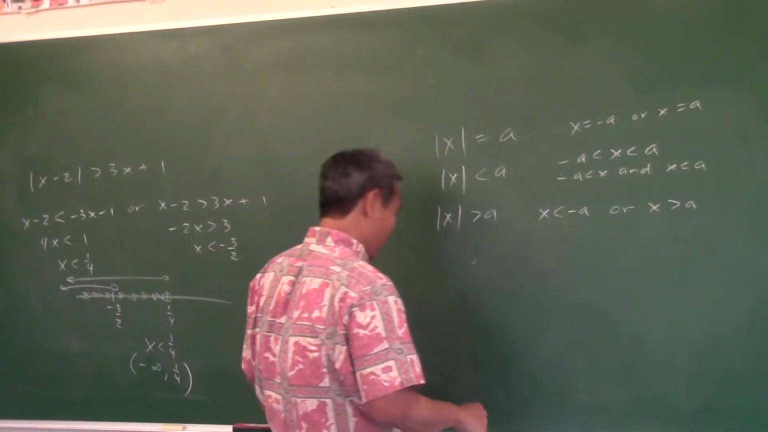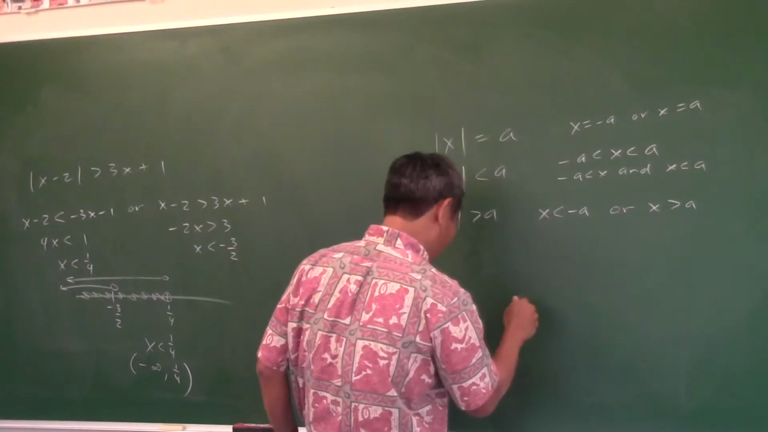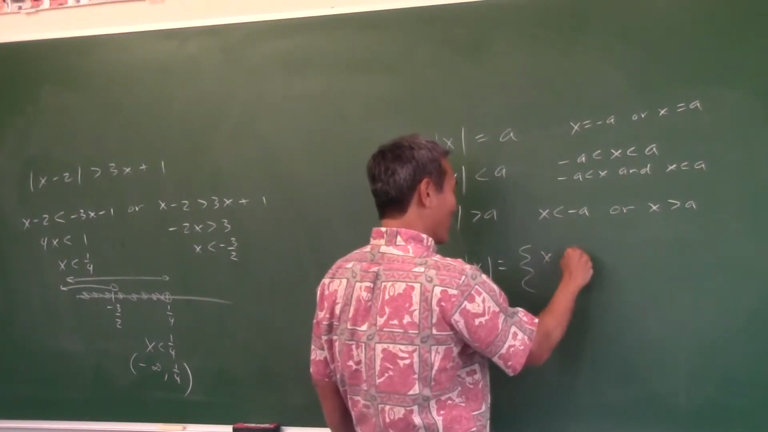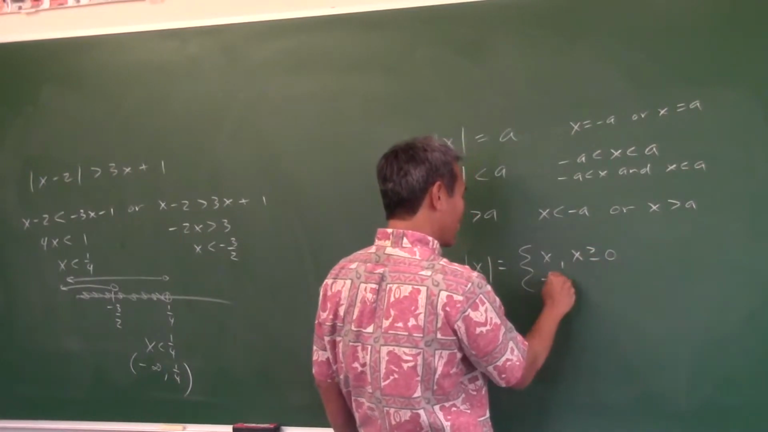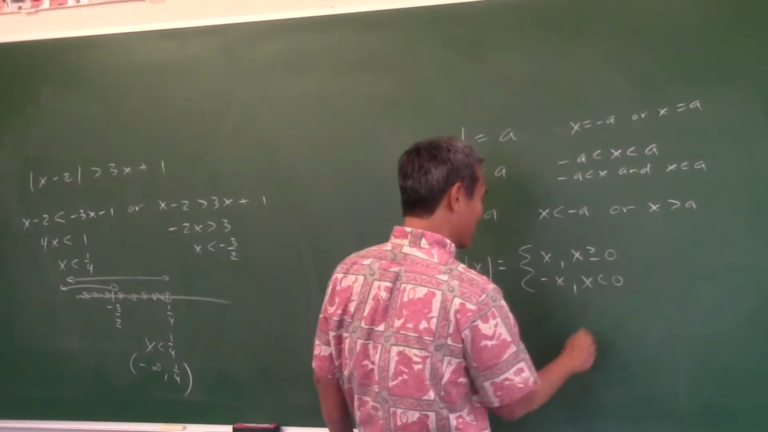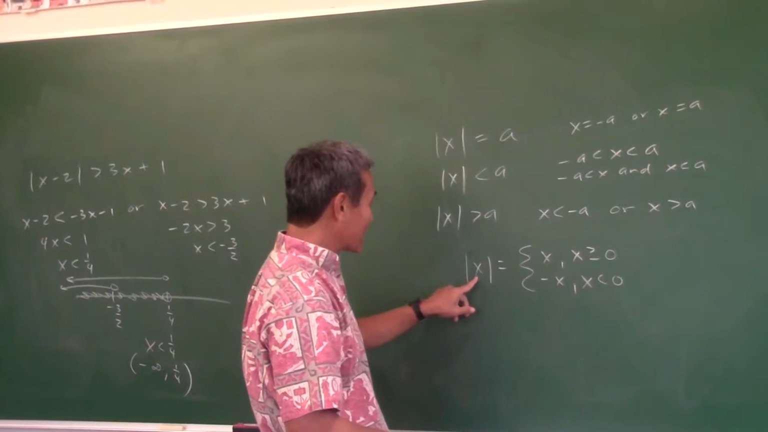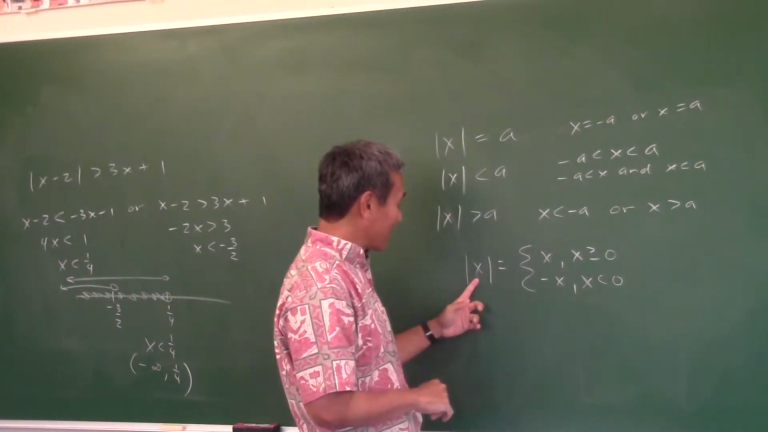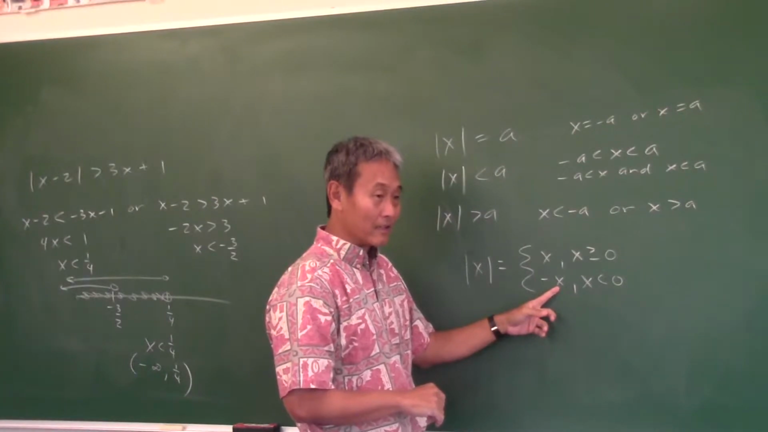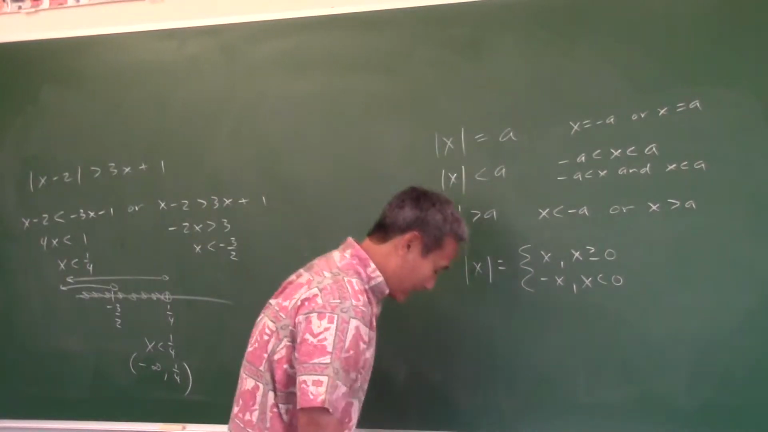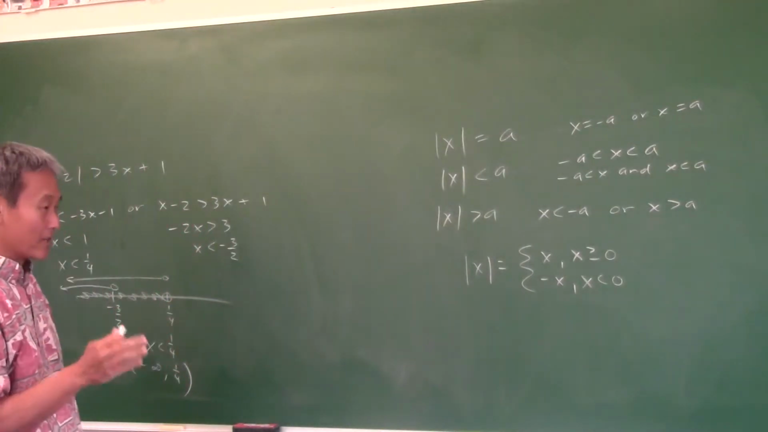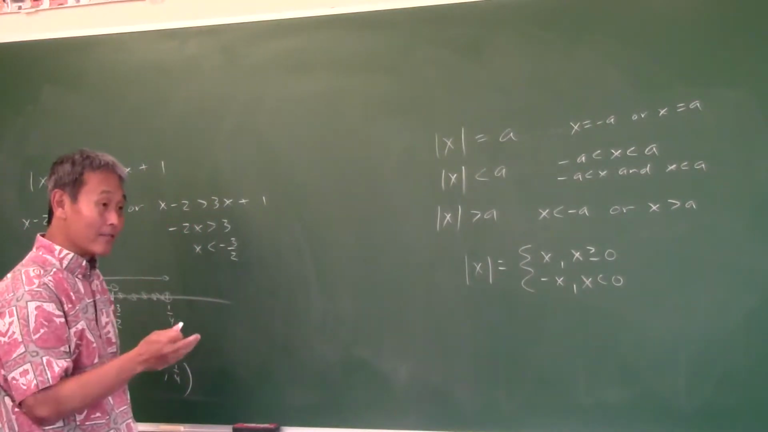Now, the definition of absolute value. The absolute value of x is equal to x when x is greater than or equal to 0, and negative x when x is less than 0. So if the inside is positive, you leave it alone. You don't touch it. If the inside is negative, you negate it. That's how absolute value works.